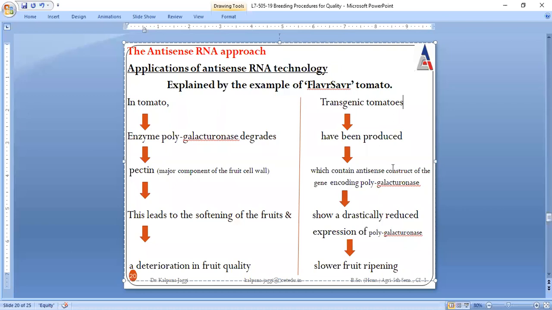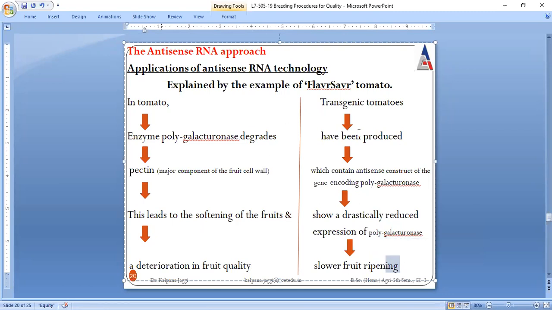And this transgene changes the expression of this enzyme. It is reducing, it is actually suppressing the level of this enzyme. As a result, there is a lesser softening of the fruit, and as a result, deterioration is also decreased.